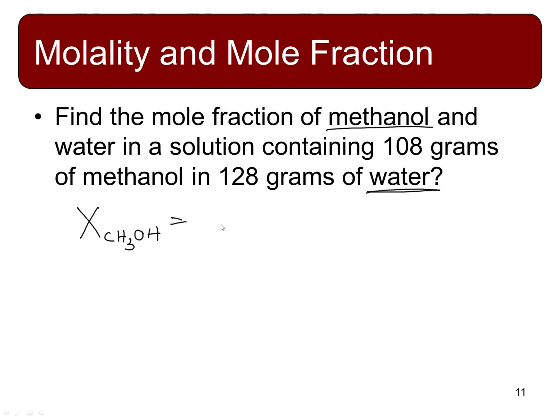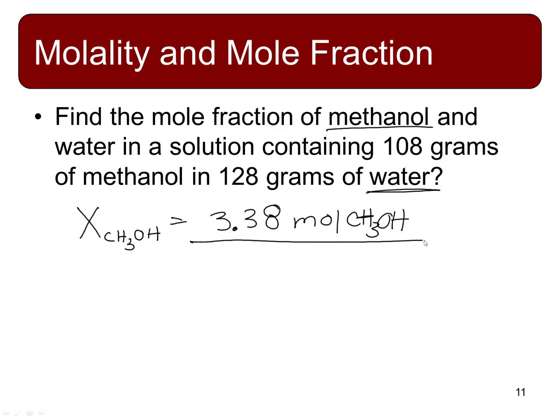So the first thing that we're going to do is take the moles of methanol, which we already solved for previously and got 3.38. All we did was take that 108 and divide it by its molar mass to get the moles. Now in the denominator we have to put the moles of both components added together. So we're always going to have our 3.38 also included here. But now we need the moles of water.